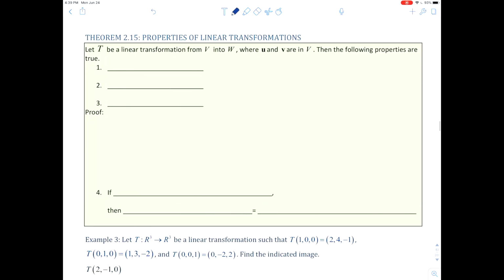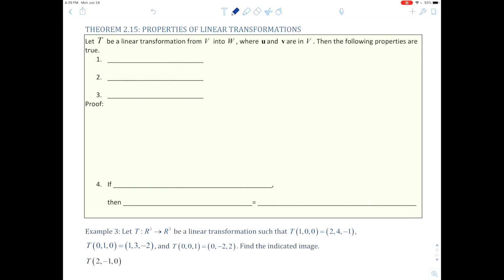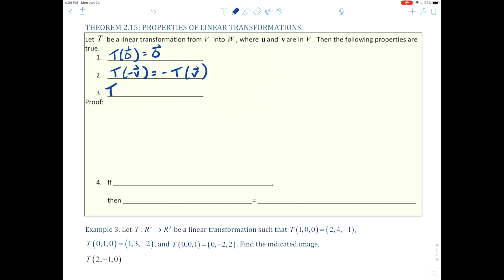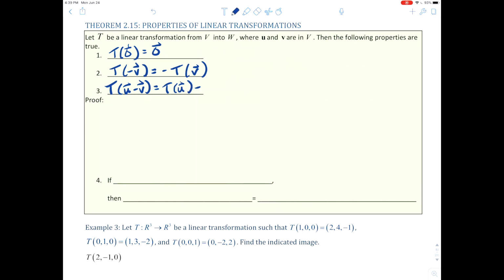All right, so moving right along. Of course, there are some properties of linear transformations. So if we let T be a linear transformation from V into W, where U and V are in the vector space V, then the following properties are true. If you apply a linear transformation to the zero vector, you're going to get the zero vector out. And if you apply the linear transformation to the negative of a vector, well, we just showed it with the constant rule that we could get -1 times the linear transformation applied to V. And then the linear transformation of a difference of vectors is equal to the difference of the linear transformations.